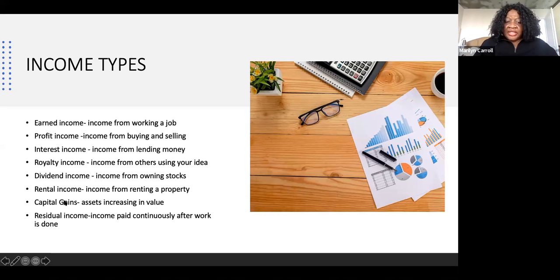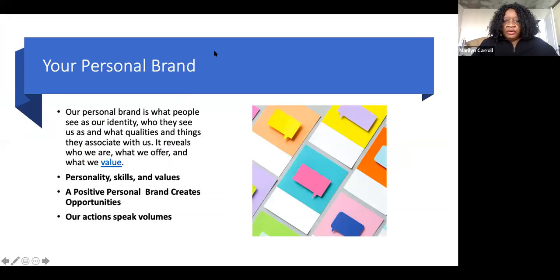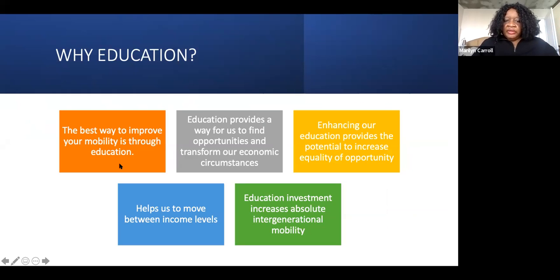School teaches us about these various income types. And the more knowledge we have, it allows us to be able to go to those various income types and be able to benefit from them. So again, why education? Well, the best way to improve your mobility is through education. Education provides a way for us to find opportunities and transform our economic circumstances. Now, enhancing our education provides the potential for us to increase our equality of opportunities.